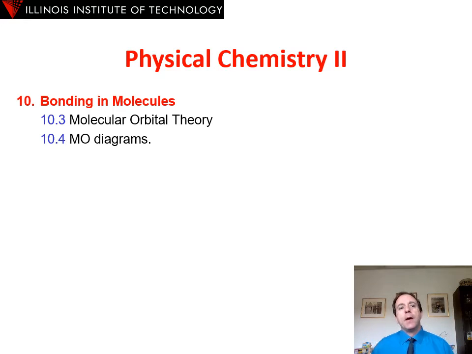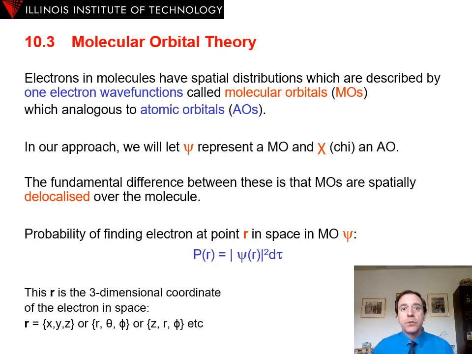Hello. All right, we're picking up with bonding in molecules. We're going to look at molecular orbital theory and molecular diagrams now. So the electrons in molecules have spatial distributions, which are described by the one-electron wave functions, which are the molecular orbitals. In our approach, we're going to use the Greek letter psi to represent the molecular orbitals and chi, which represents the atomic orbitals.